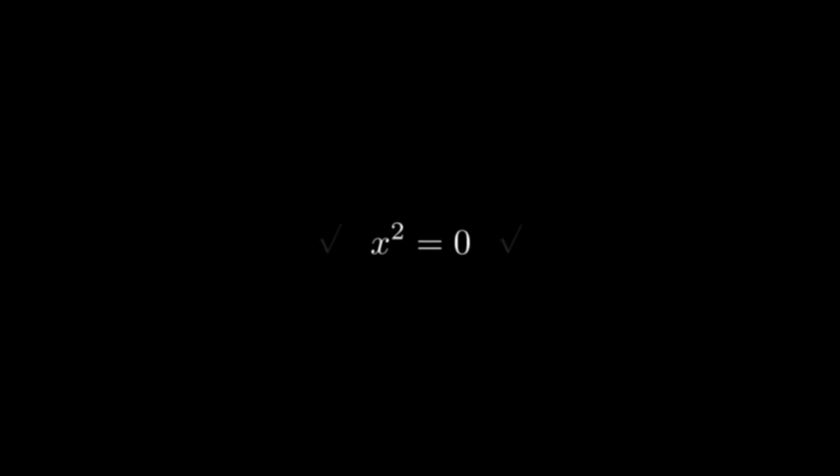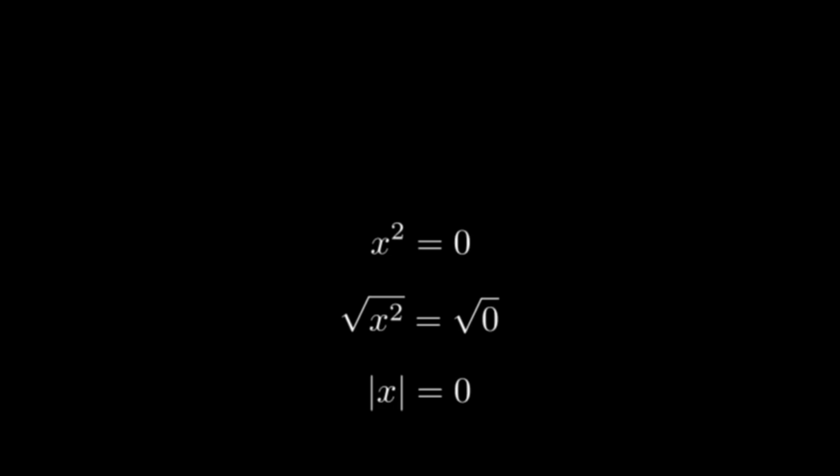To isolate x, we need to take the square root of both sides of the equation. This is a standard technique for equations where the variable is squared. Applying the square root to both sides gives us the square root of x squared equals the square root of 0. Remember that when we take the square root of both sides, we're performing the inverse operation of squaring. The square root of x squared simplifies to the absolute value of x.